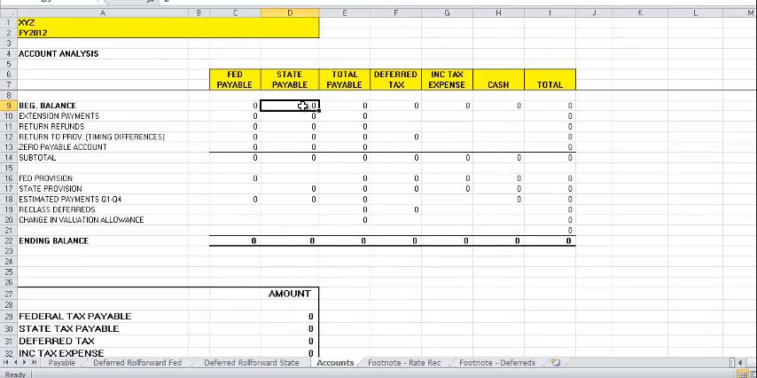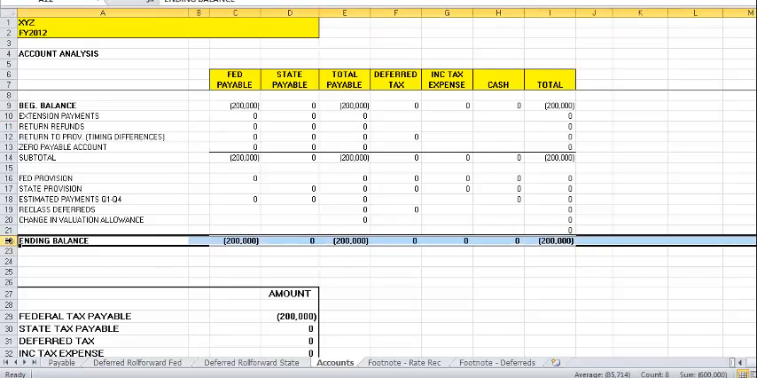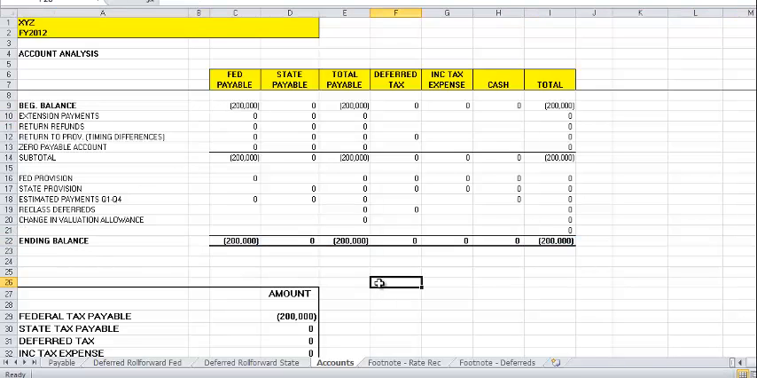Okay, so that means that as of 2011, now I'm on my accounts page, I had a $200,000 beginning balance of my payable. All right, so I've just pushed that into the model as my beginning balance. It's not a calculation per se, it's just a given. But I want that to be on my beginning balance because ultimately I'm going to try to identify my correct ending balance.